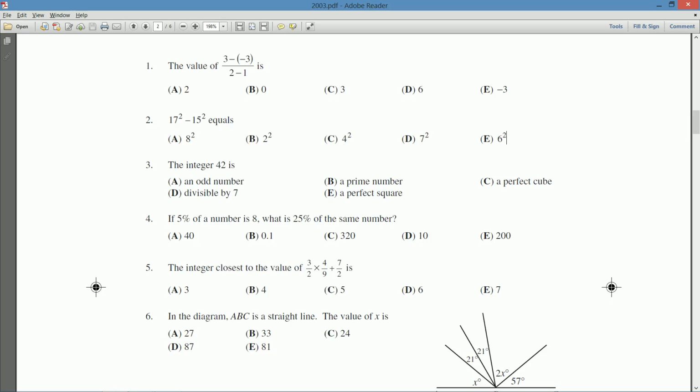And that does it for question number 2. We're going to take a look at question number 3, but that'll be in the next video.